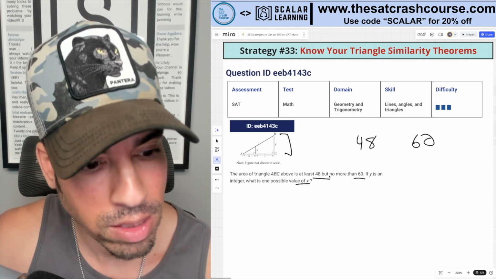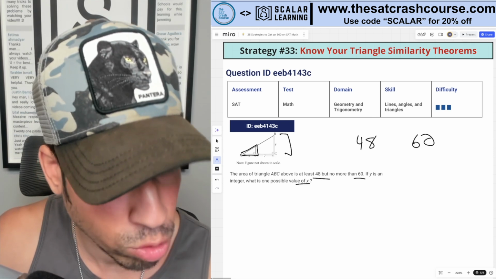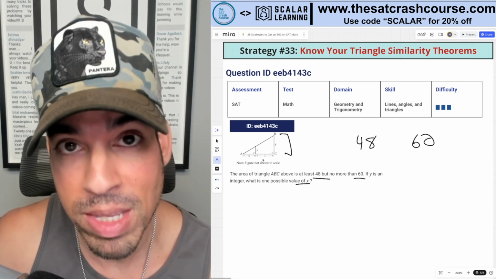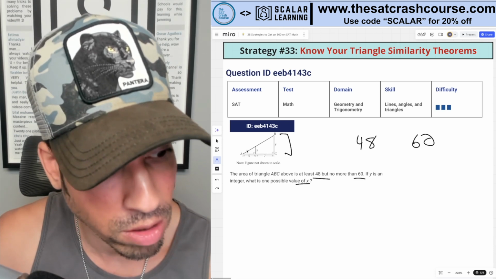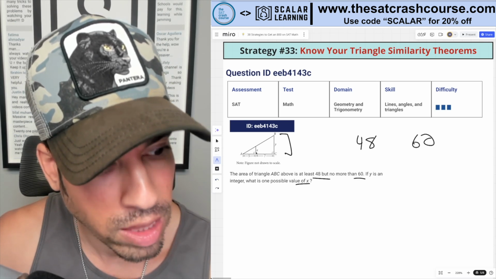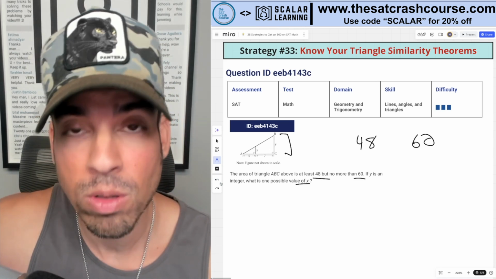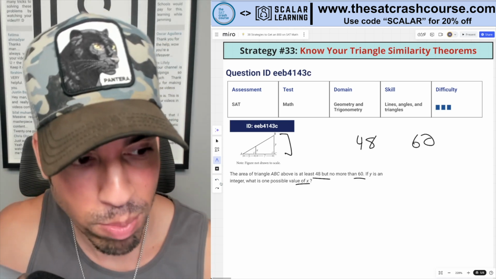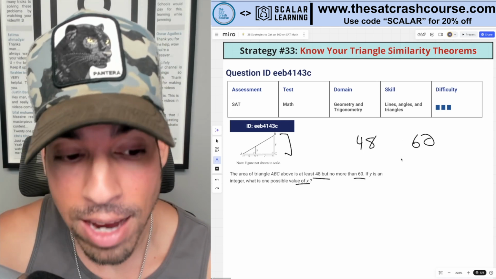Now, when I say know your similarity theorems, we need to first know that these two triangles are similar, and that's going to be the key to this entire problem. And how do I know that they're similar? By the angle-angle similarity theorem. They both share this angle, and they both have 90-degree angles. So that is by angle-angle, these two triangles are similar, aka proportionate. You also have side-angle-side and side-side-side similarity.